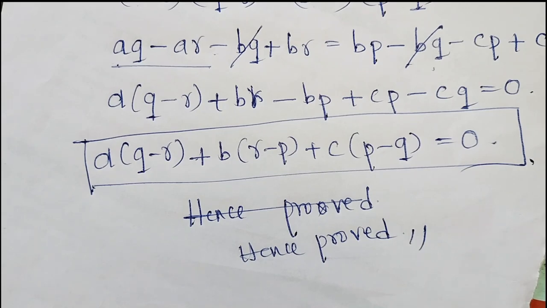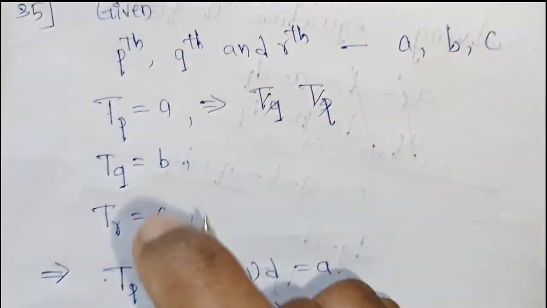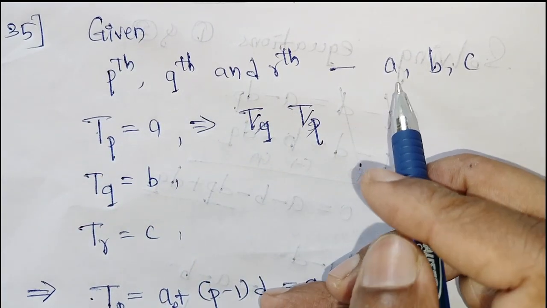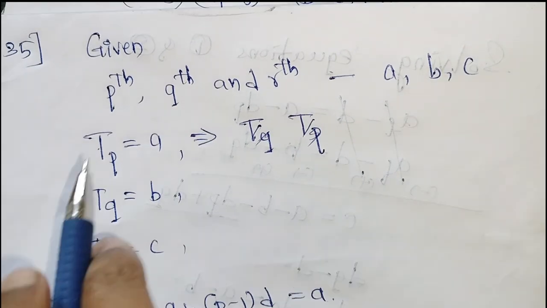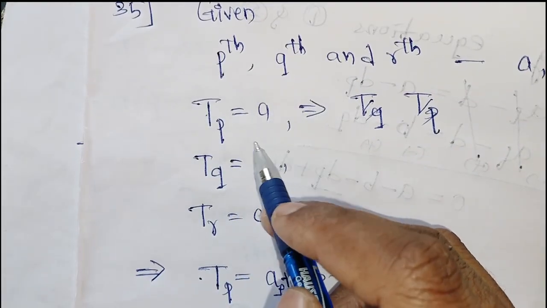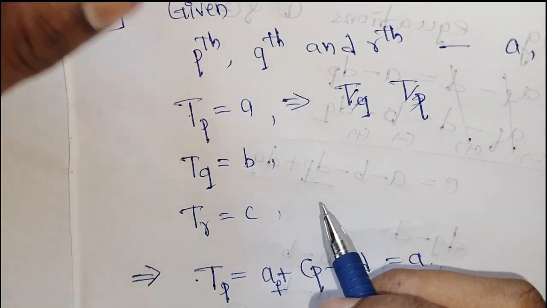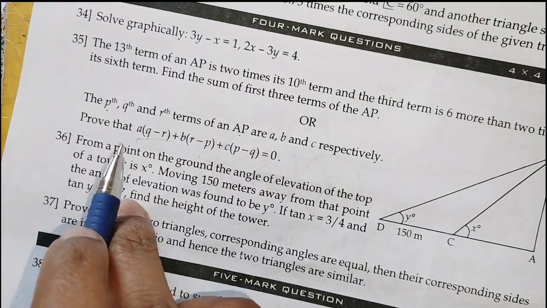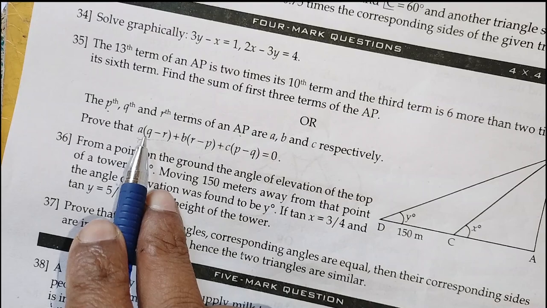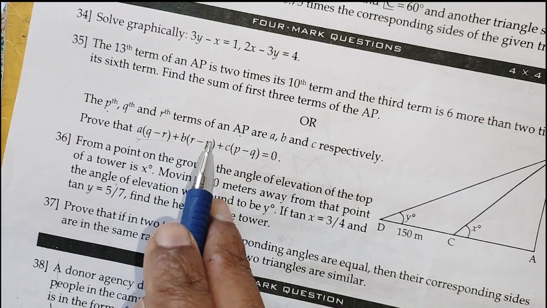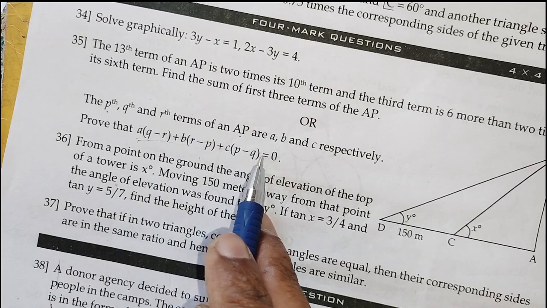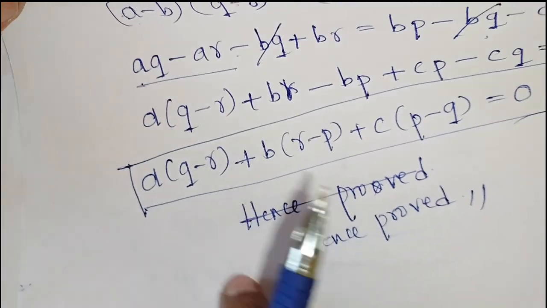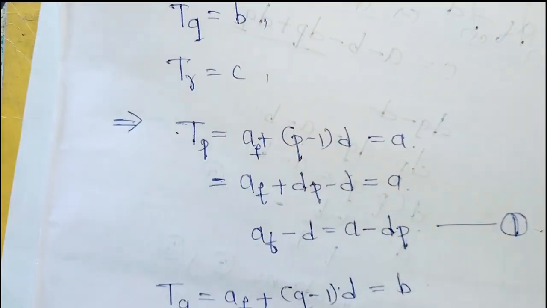What we did? We took the given data: it's given that the pth, qth and rth terms are a, b, c respectively. That is, term number p is a, term number q is b and term number r is c. Using these relations, we have to prove that a into q minus r plus b into r minus p plus c into p minus q equals 0. This is proved when using this given data.